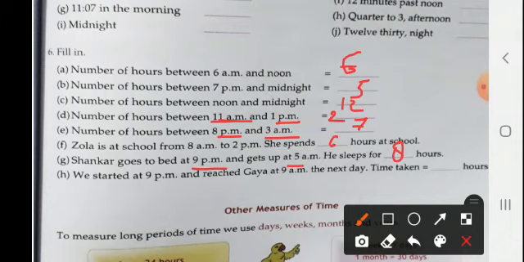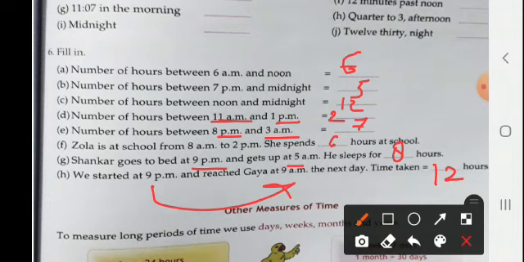Now we started at 9 p.m. and reached Gaya at 9 a.m. the next day. That means from night we started and reached our destination next morning. How much time? 10, 11, 12, 1, 2, 3, 4, 5, 6, 7, 8, 9. How many hours? 12 hours. And if the numbers are the same, then we have to write 12, because we are having a 12 hour clock only.